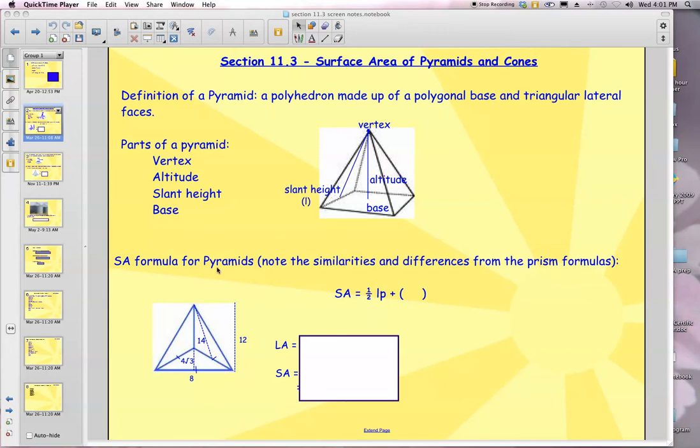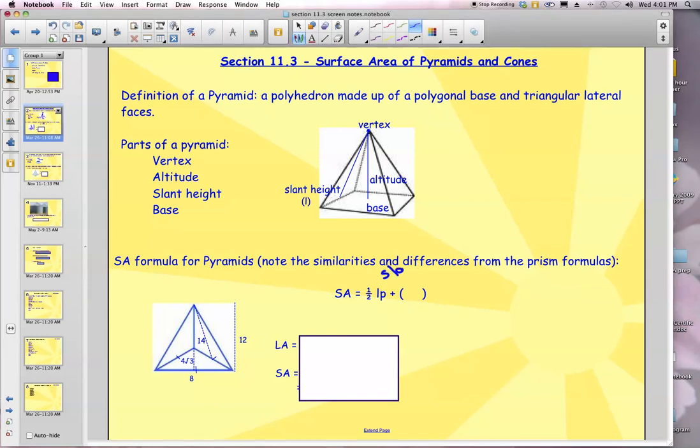The formula that we're going to use for the surface area of a pyramid is 1/2 l p. The L stands for slant height. So this value here is the slant height right here. P still stands for perimeter. And then to that, we are going to add the area of the base.